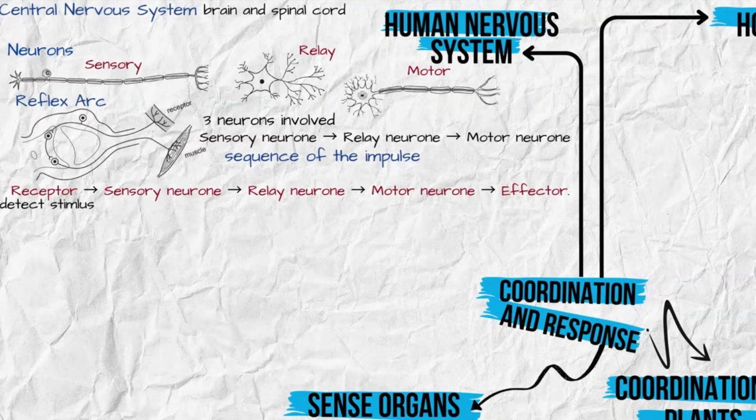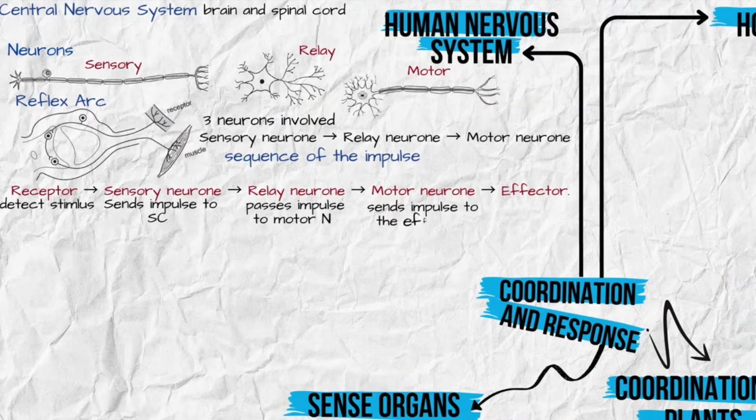Receptor detects the stimulus. Sensory neuron sends the impulse to the spinal cord. Inside the spinal cord, the relay neuron passes the impulse to the motor neuron. Motor neuron sends the impulse to the effector, which could be a muscle or gland. Effector responds. That's the reflex. Paper 2 loves this. Sometimes as a graph, sometimes a table, sometimes as a paragraph. You must recognize it however it comes. Also remember, relay neurons are found in the spinal cord. That's a direct question.